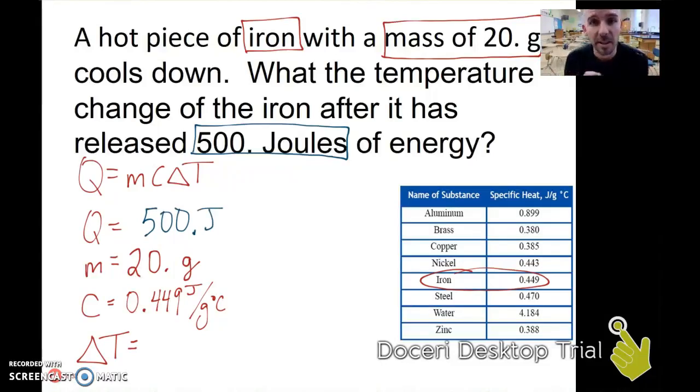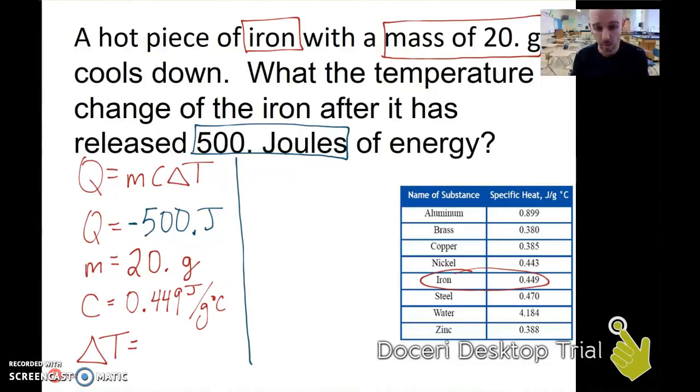Now, if an object releases energy, that means that it has a negative value for Q. We can also think of that as the temperature decreasing for it. But in terms of the math, it is helpful when you see released energy to put a negative there for 500 joules. If it had absorbed the energy, that would be positive 500. In the end, we know that if the iron's cooling down, it's going to experience a decrease in temperature, so a negative temperature change. So as long as we keep up with that, it's kind of okay not to worry about Q being positive or negative in the end.